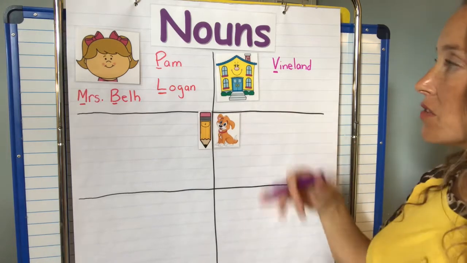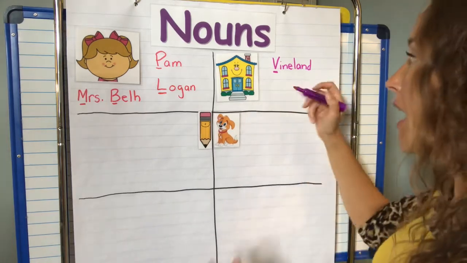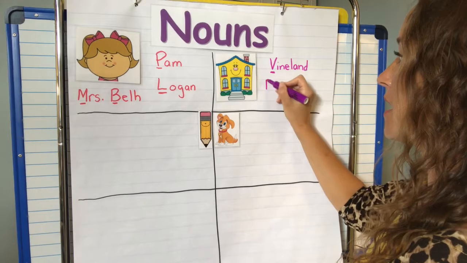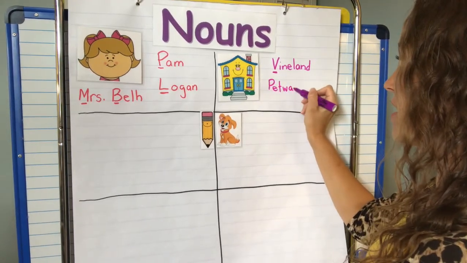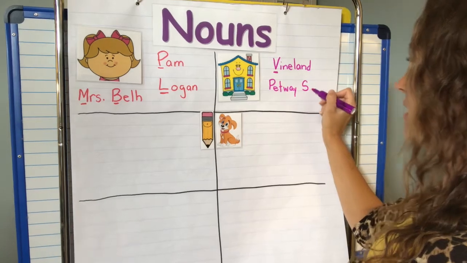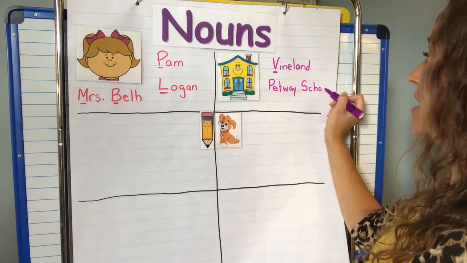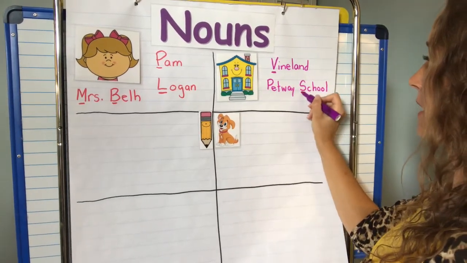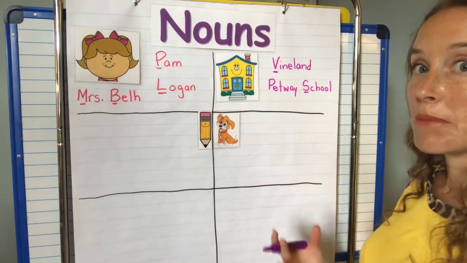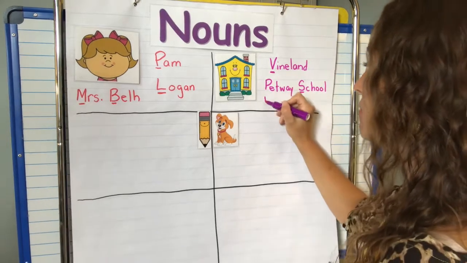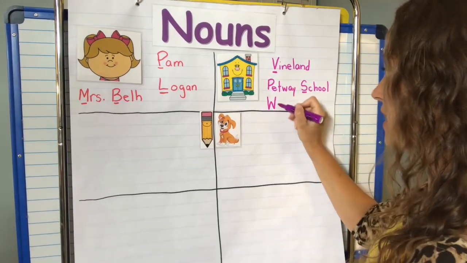We don't just go to a school, we go to Petway School. So the P in Petway gets a capital, and the S in School gets a capital because it's part of the name, Petway School. Maybe you go to Walmart. That's the name of a store. The W in Walmart gets a capital letter.